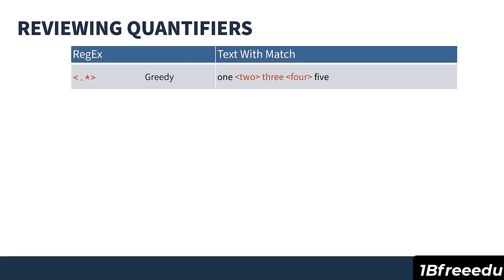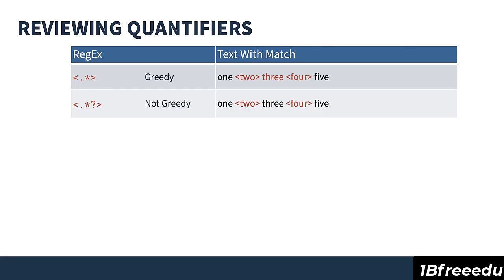By default, quantifiers are greedy. The angle brackets, similar to what you would find in XML here, with a dot star inside of it, consume the entire angle 2, 3, and angle 4 on the right-hand side. The right angle bracket after the 2 gets consumed because this is a greedy match. You can change the match to be not greedy by adding a question mark.